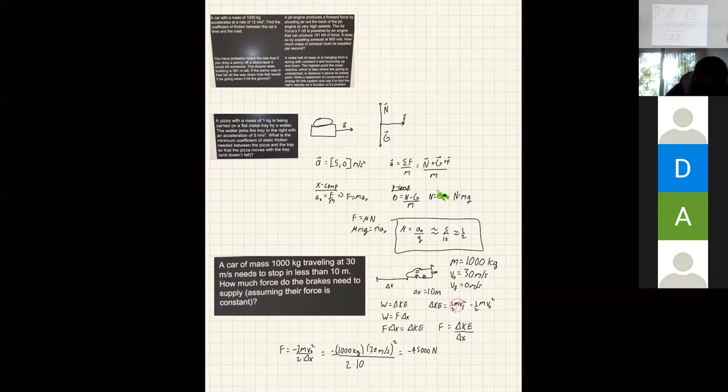But instead, he just went straight to work kinetic energy, right? The work caused a change in kinetic energy. He recognized that his final kinetic energy was 0. Solve the thing for force. Voila, you're good to go. Very nice. It's an elegant solution.